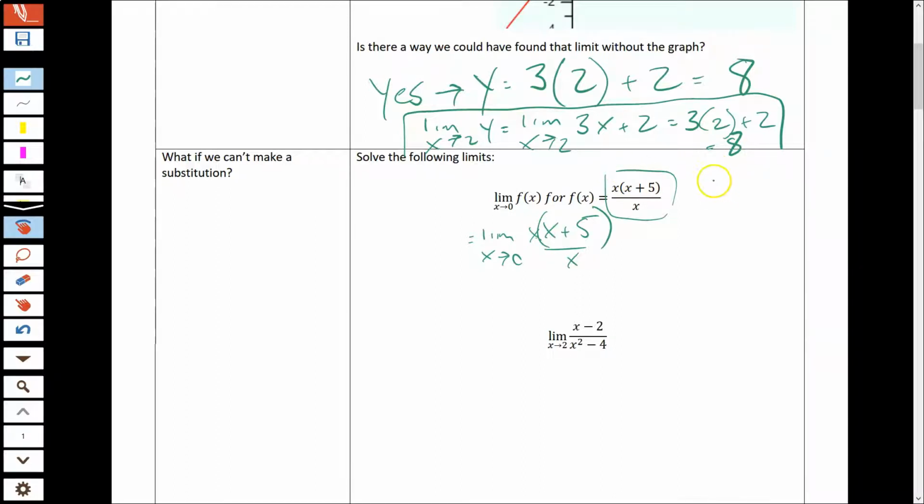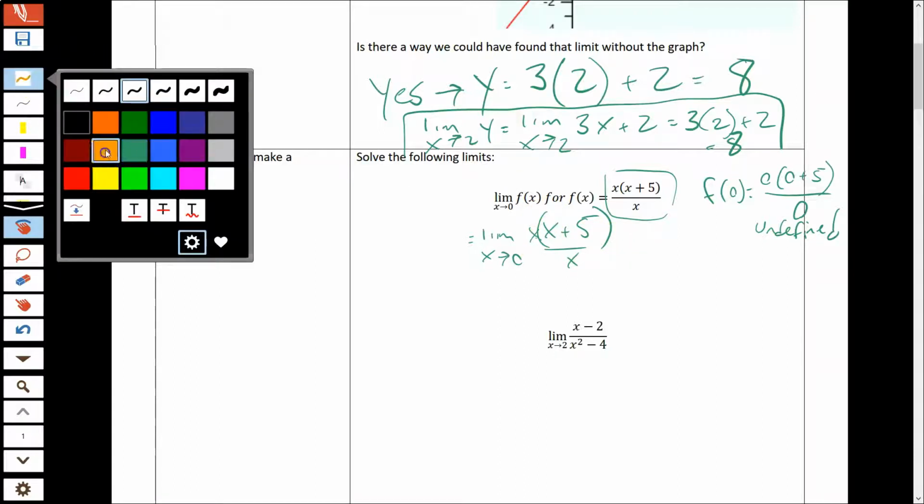Notice for f of 0, if I try to plug this in, let me just show you. f of 0 would be 0 times 0 plus 5 over 0. So f of 0, I don't want to say equals here, I want to say it's undefined. f of 0 does not exist because we get 0 on the bottom of our fraction. This is familiar to you.